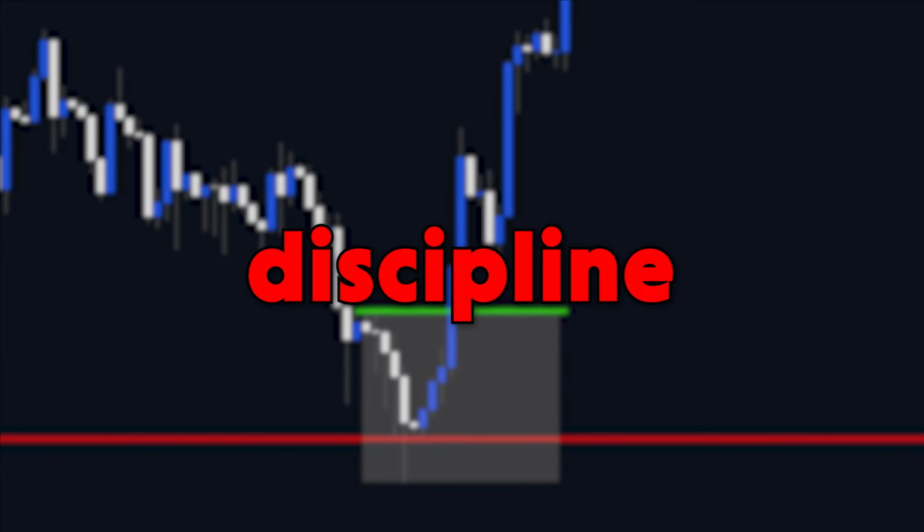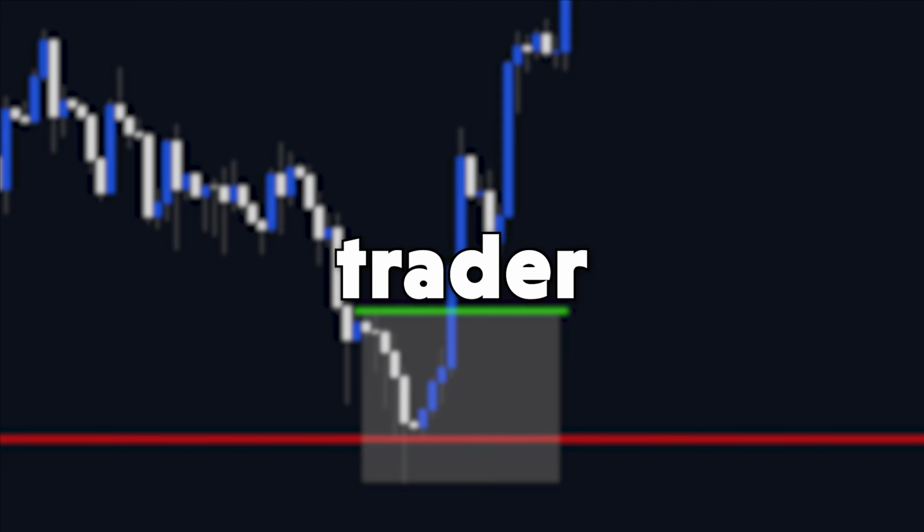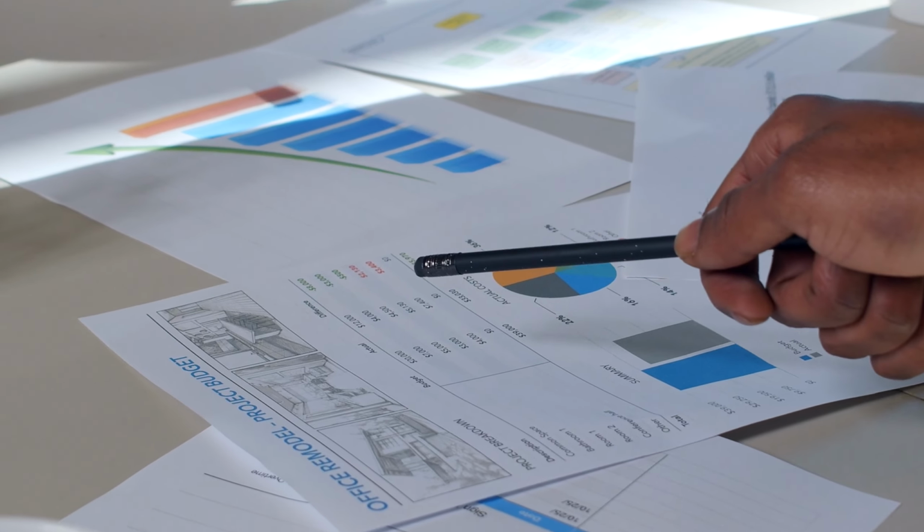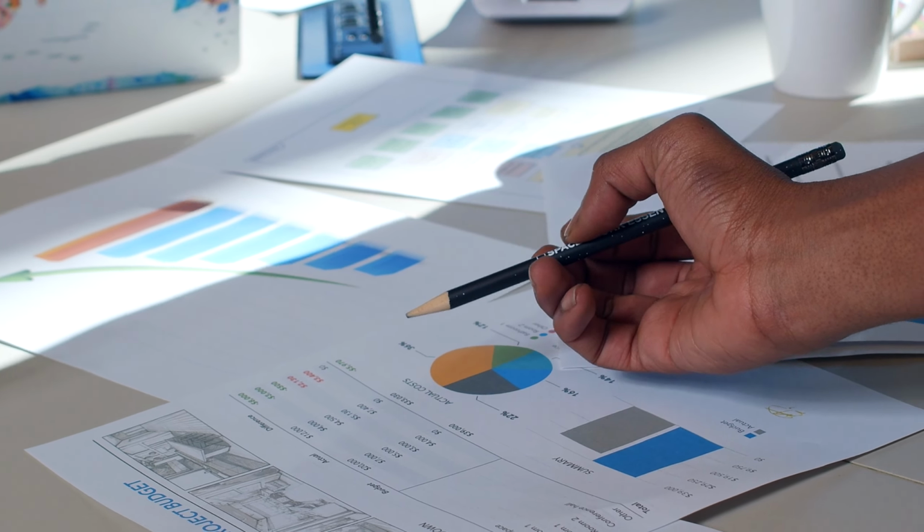This is the kind of discipline you need in order to become a successful trader. Make sure to always have a checklist as a reminder for what to look for and when to enter.